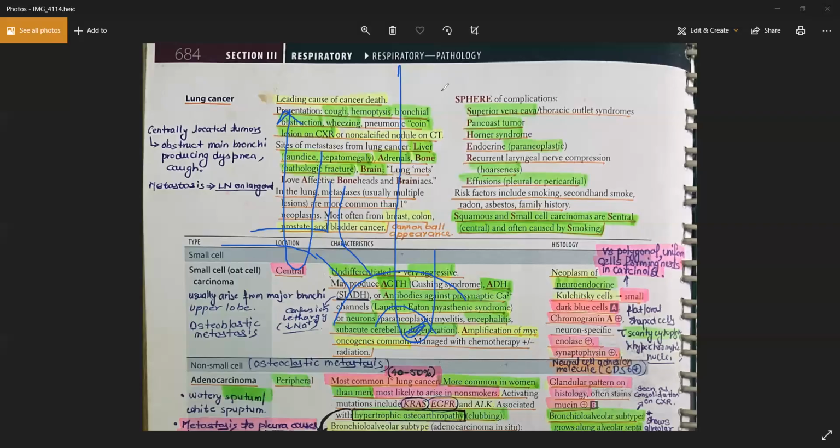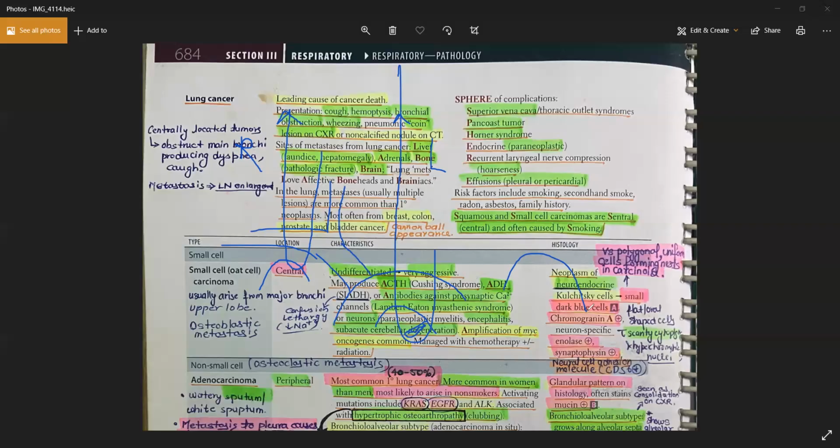Does anyone have any doubt in this? See, you have the right recurrent nerve and the left recurrent nerve. The right one loops around the subclavian artery and then goes upward, while the left one loops around the arch of aorta and then goes upward. If we have an apical tumor, the apex is near the subclavian arteries on both sides, right?